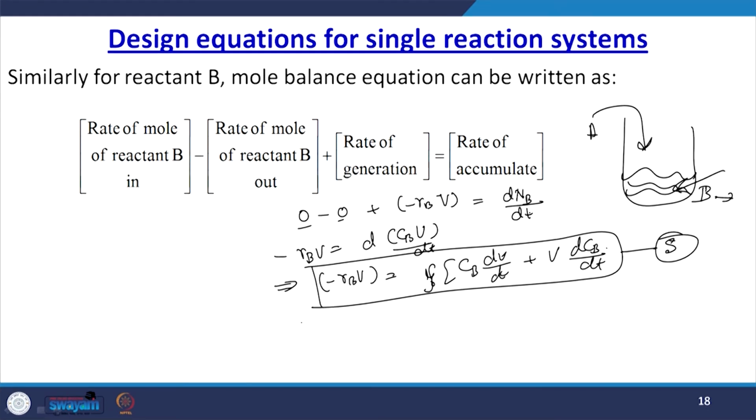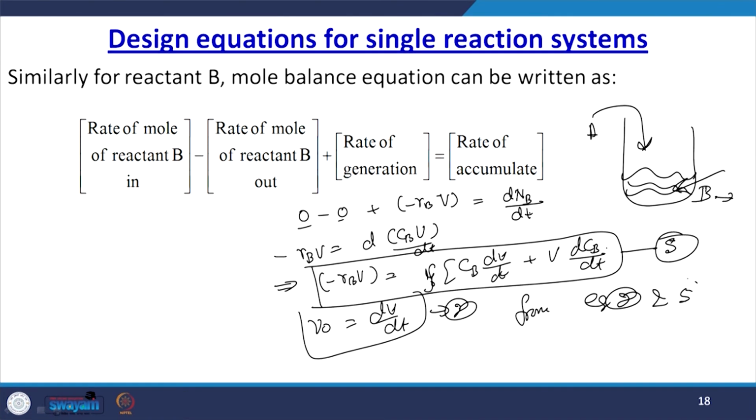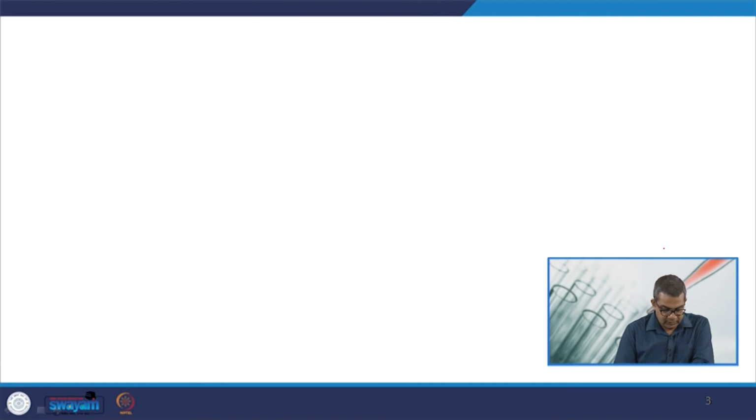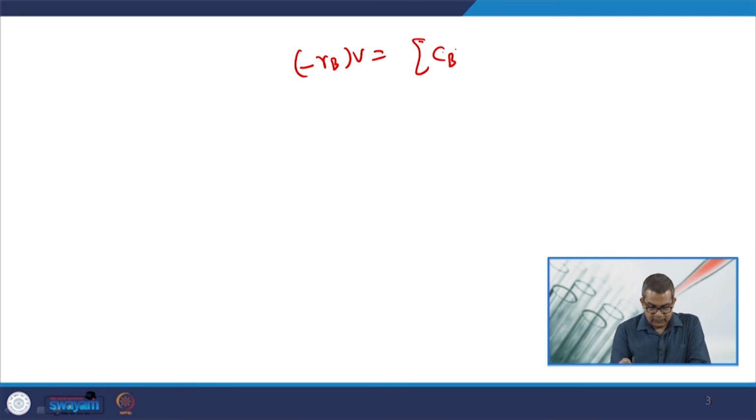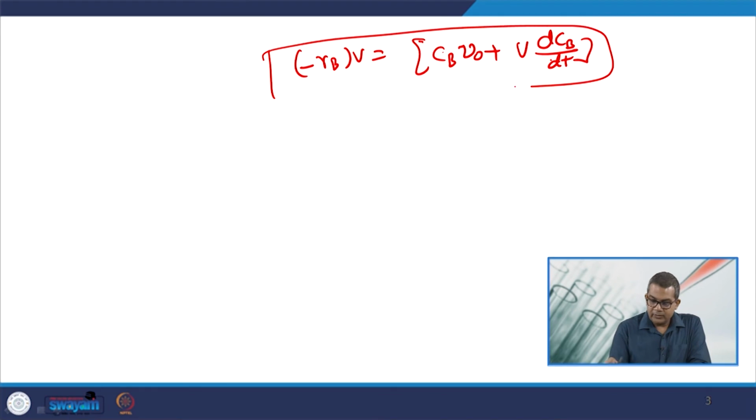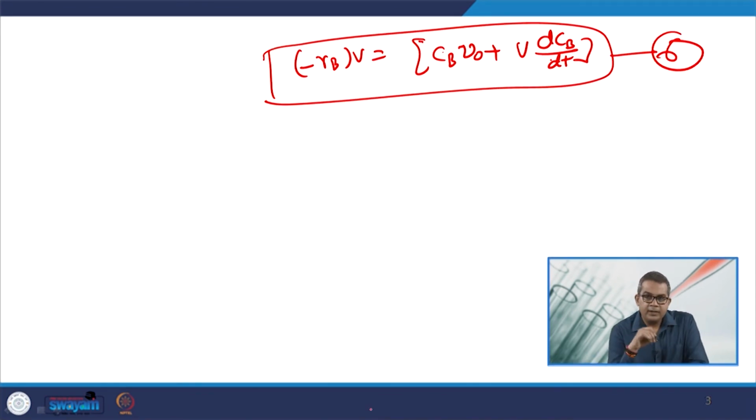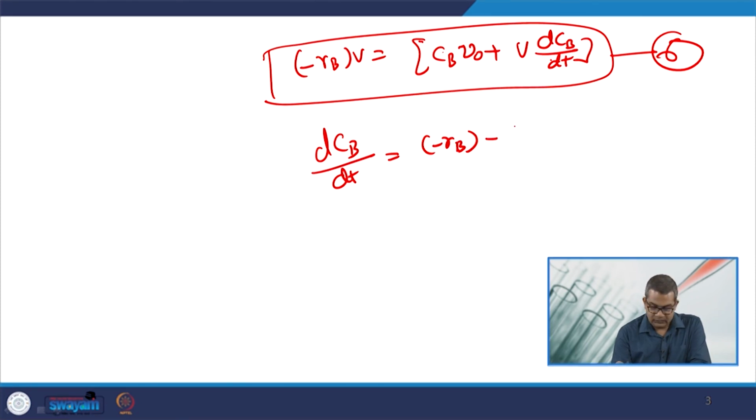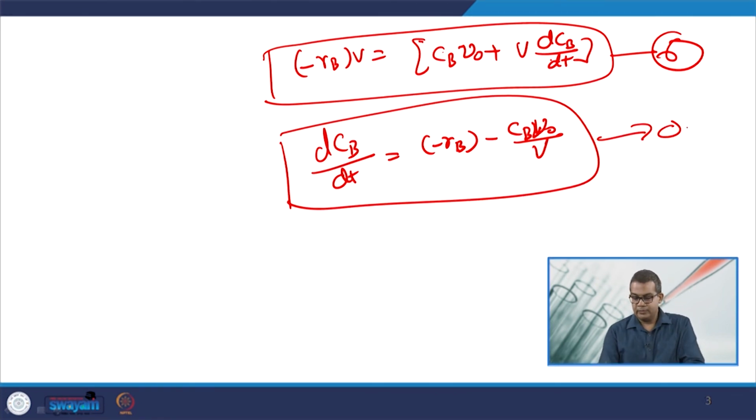Now, if we recall that we discussed equation number 2 over here. So from equation number 2, we have this dV by dt. So from equation 2 and 5, if we rearrange the things, then we have this minus RB V plus V dCB upon dt. Now this is my equation number 6. So if we rearrange the things, then we may have the final equation like nu naught V. Now this is the ordinary differential equation and can be solved for the concentration with respect to time.